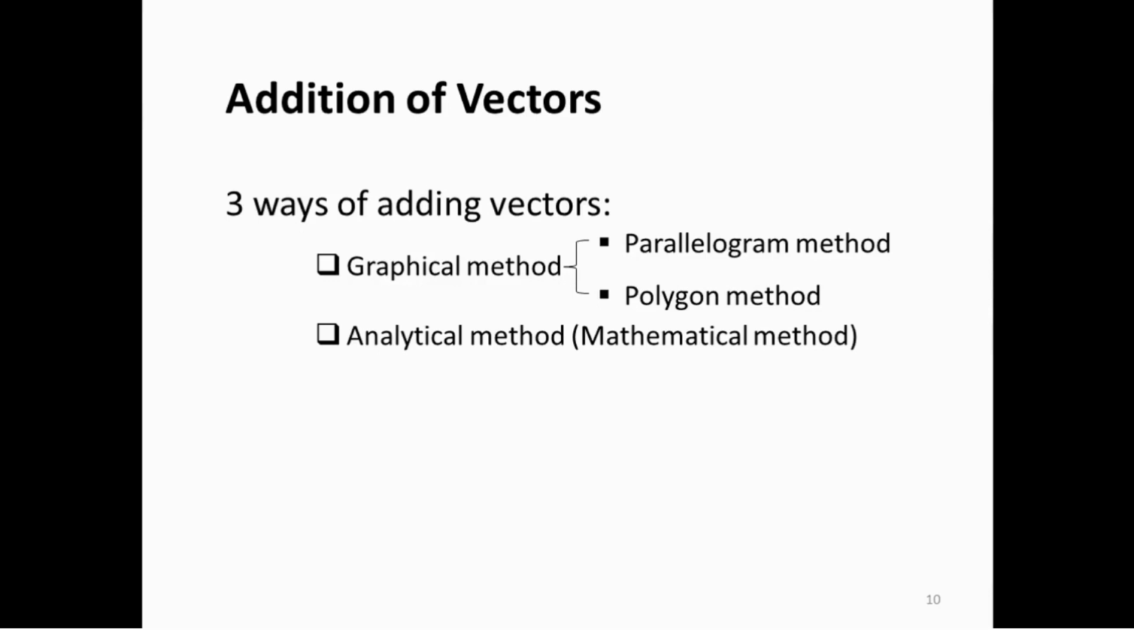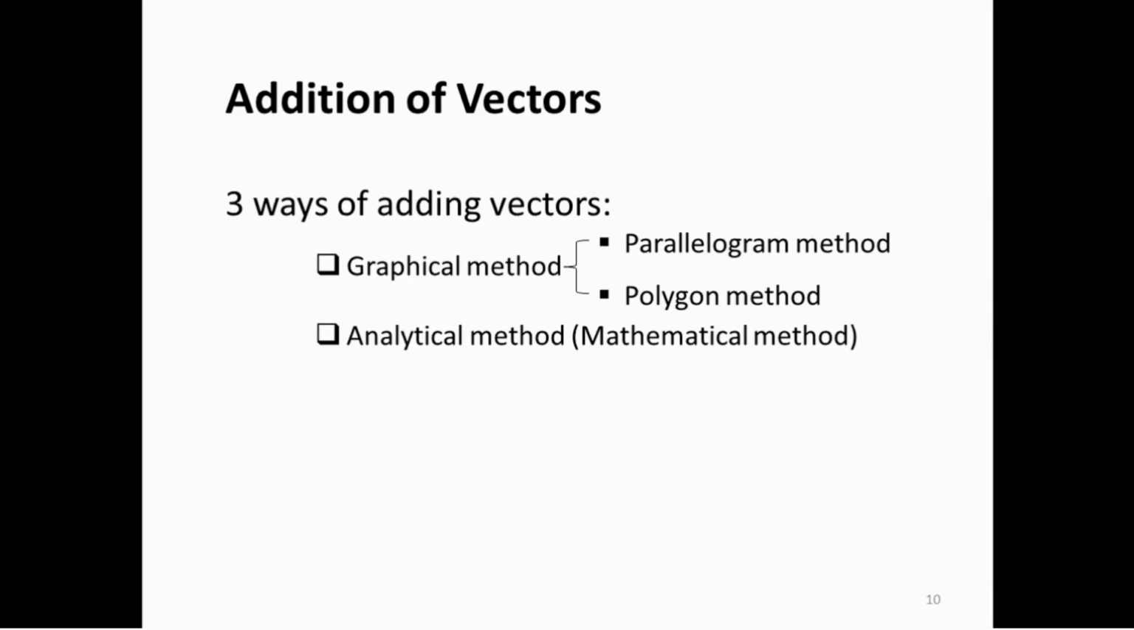Vectors are quantities that can be subjected to addition and subtraction. You can also make use of vectors for multiplication as well. But as of now, our focus is on the addition of vectors. Basically, there are ways of adding vectors, and this is categorized into two: the graphical method and the analytical method. For the graphical method, we have two methods: the parallelogram method, and next, the polygon method.